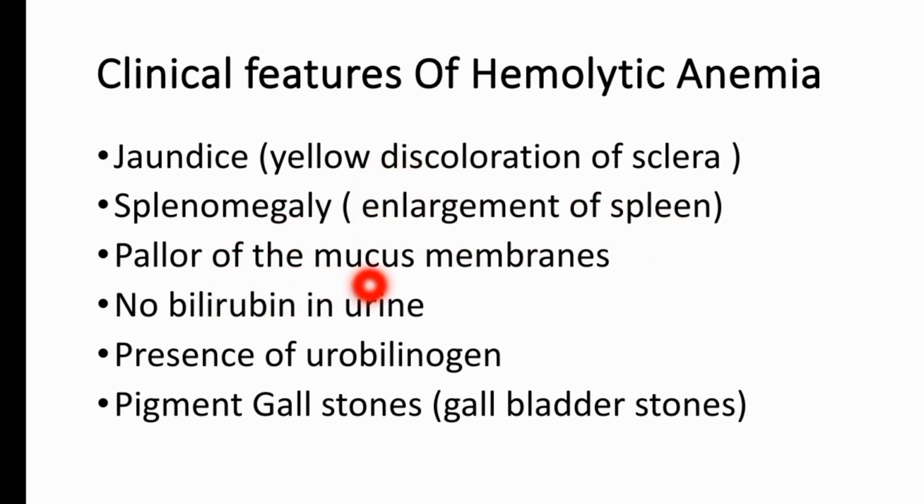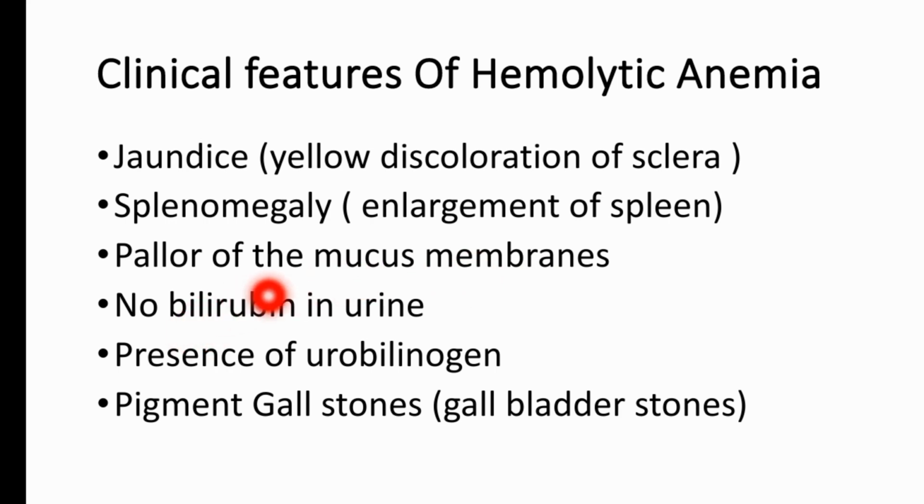Then comes the pallor of the mucous membrane. Pallor of the mucous membrane is something that is present in all the anemias. It is not particular to this one. It is present in all of the anemias. Then there is a decrease in the hemoglobin, and there is the pallor of the mucous membrane.